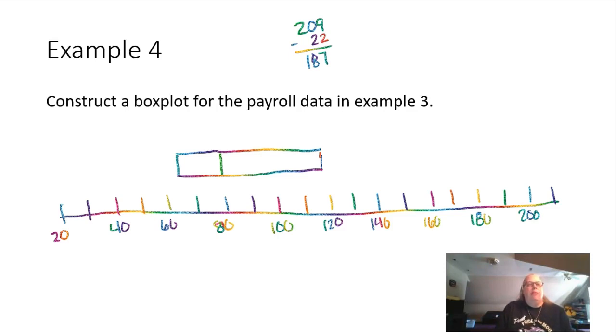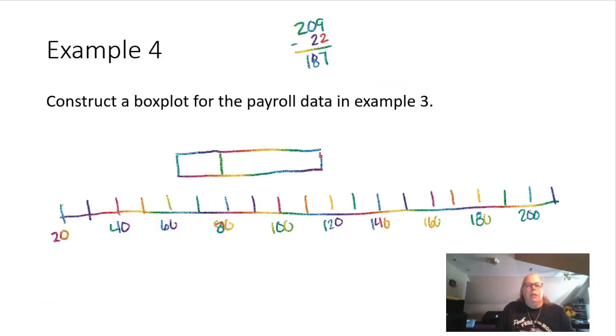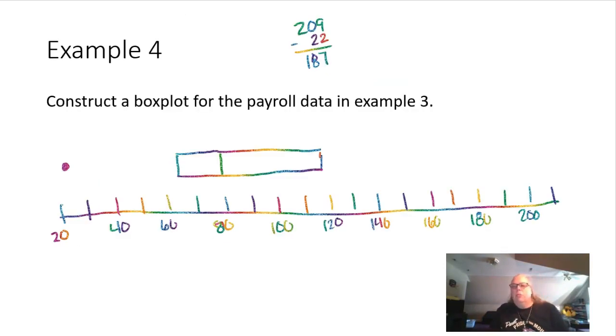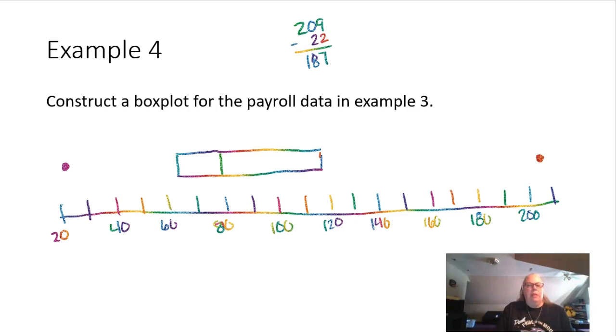Next thing we want to do is we're going to graph our minimum, which was at 22. So that's going to be a little bit more than 20. And that's just going to get a dot. And then we're going to graph our maximum, which was 209. So that's all the way out here. That's almost at 210. Okay. Our lower outlier boundary was negative 13.5. Negative 13.5 is somewhere way back here. So that means that 22 should actually be part of my graph. And so what I'm going to do is I'm going to connect my minimum to the box.